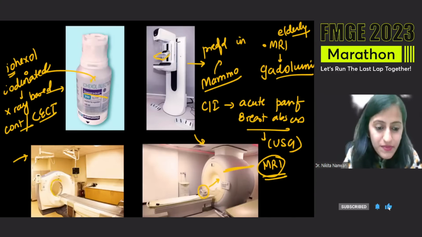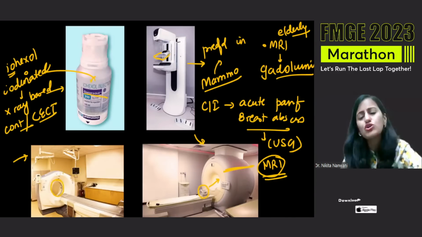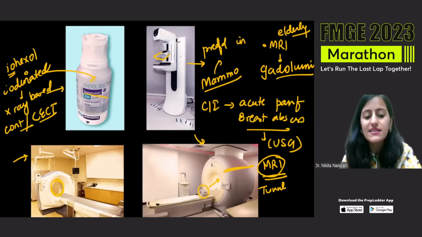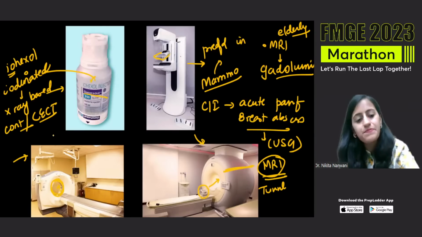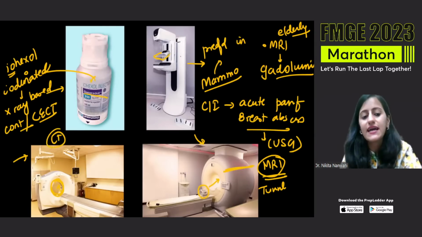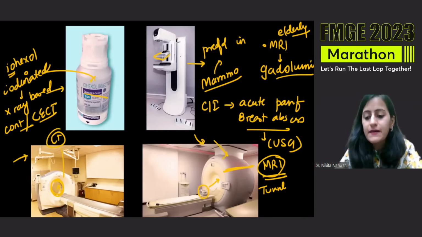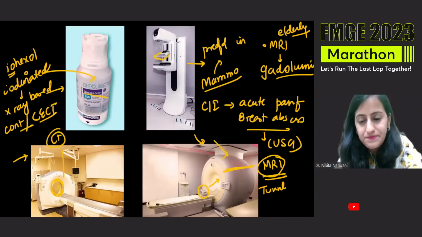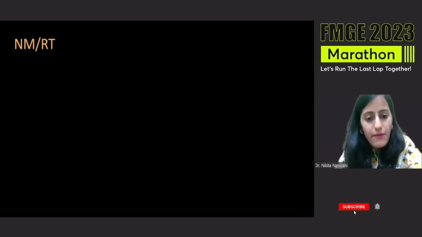In CT, it is just this one round. There is no claustrophobia. Okay. So tunnel will be MRI, just a single circle, where you can see the wall behind, that means it's a CT scan. So CT and MRI, that is how we differentiate them. So this is mammography.